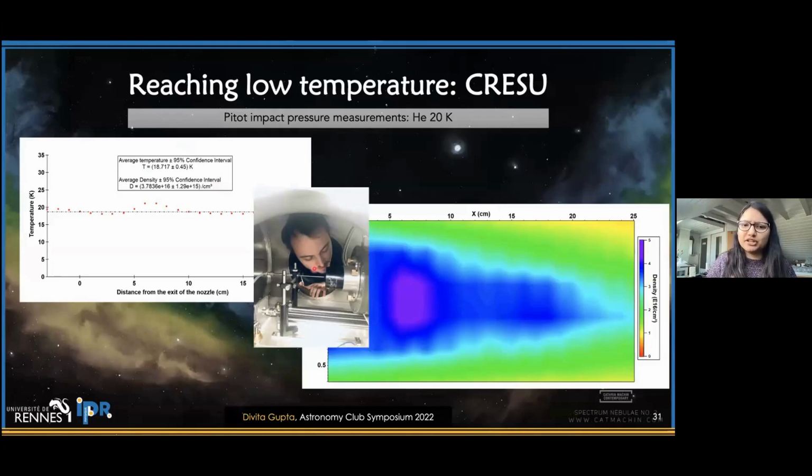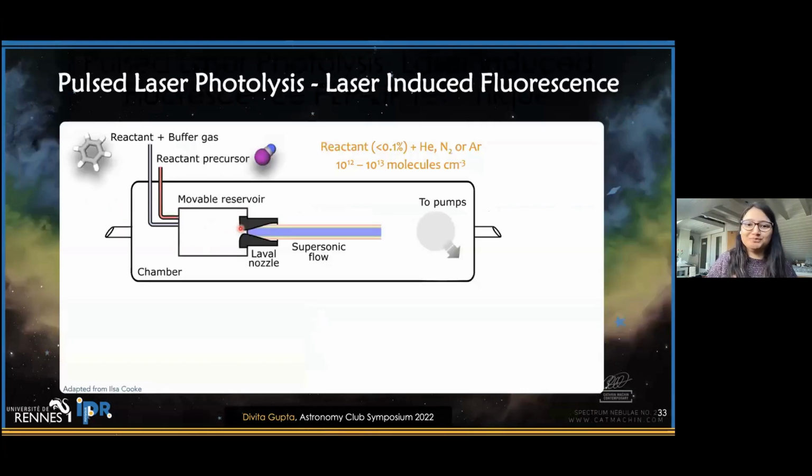So it has similar technology as what you have on airplanes to measure the pressures. We also have an impact pressure measurement, which really helps us optimize what the density and the temperature in these nozzles and these flows are, which is pretty cool. So how do these measurements take place?